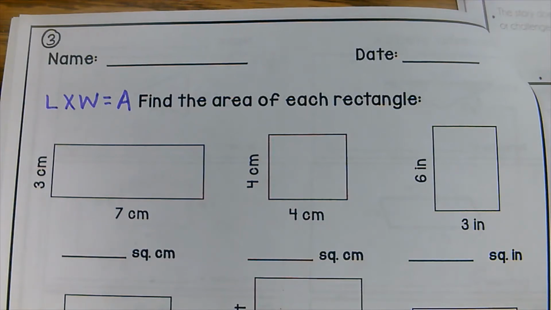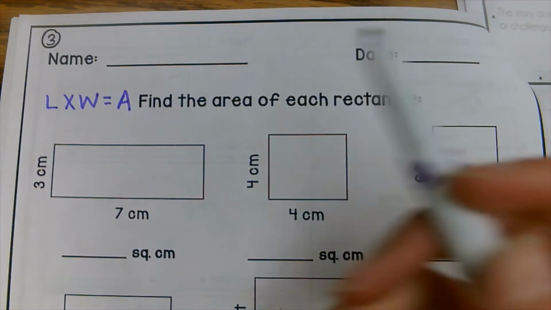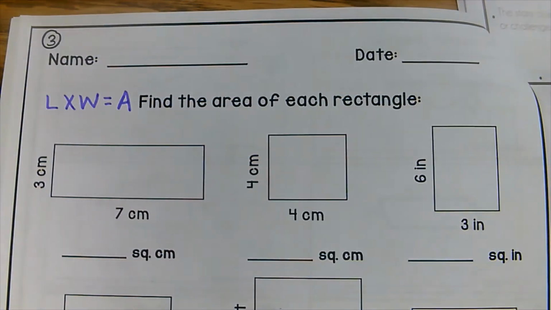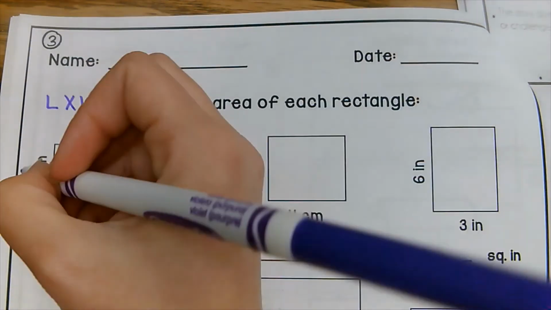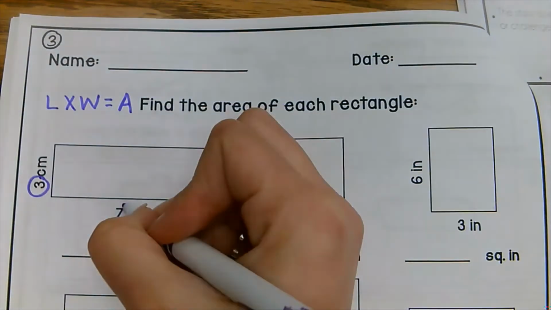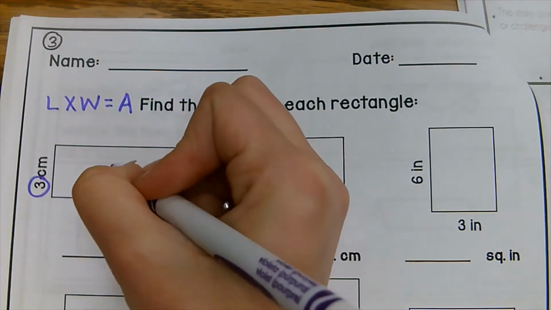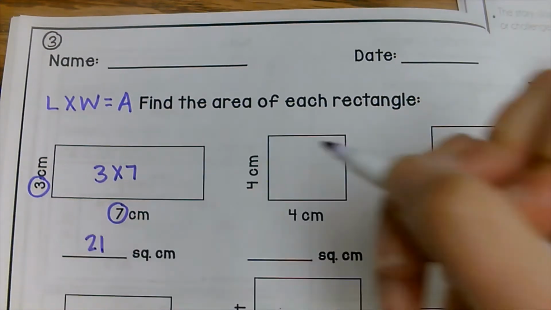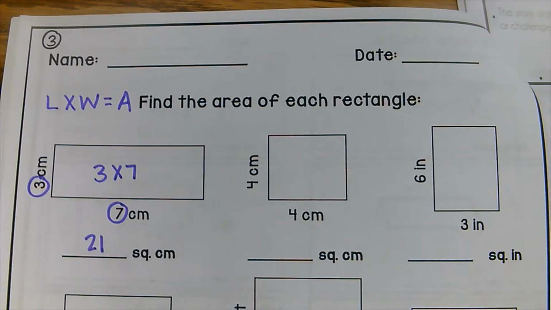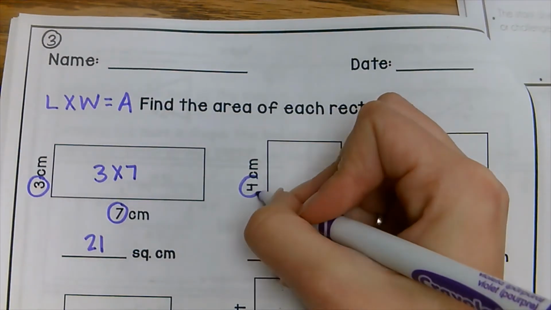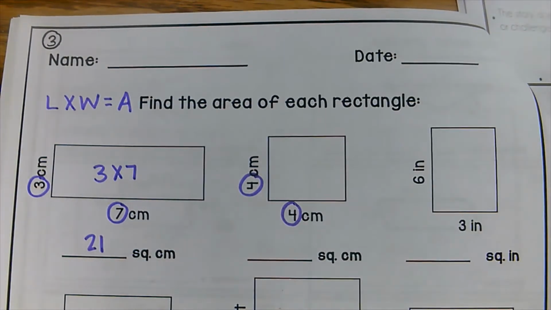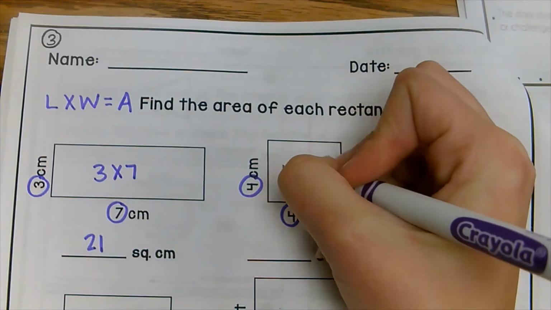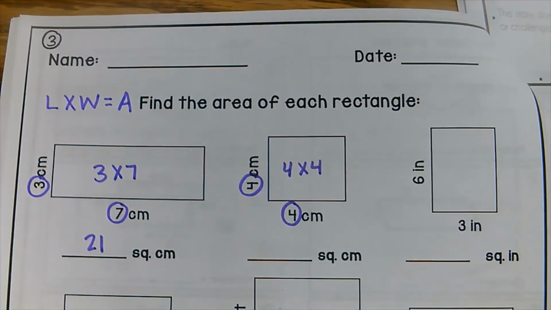Now that you've practiced perimeter, let's practice area. Don't forget, area is length times width. So I'm going to take my width here times my length and say 3 times 7. What does that equal to? Good. 21 square centimeters. What about this square here? My length and width are the same, but I'm still going to multiply them together, length times width. What do you get?